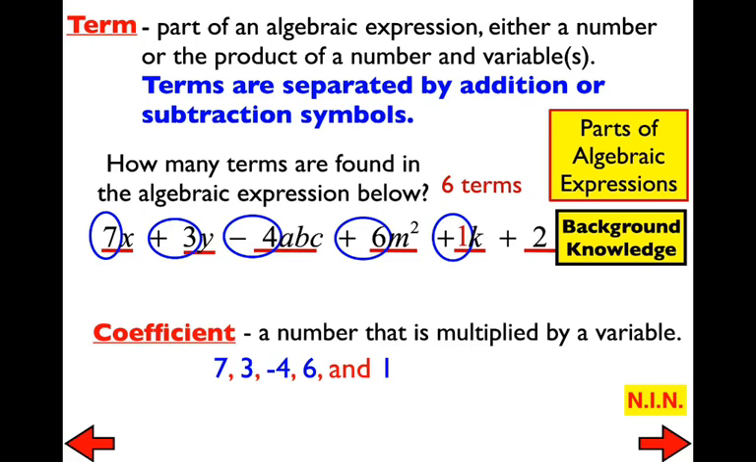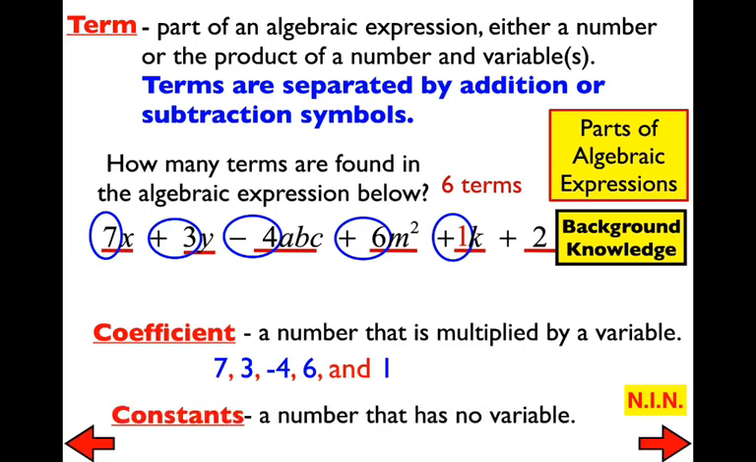Those are all coefficients. And then we have this other number that does not have a variable next to it. In other words, it's not multiplied by a variable. That's not a coefficient, but there is a name for it, and that is a constant. So a constant is a number that has no variable. So positive 2 is the only constant in that expression. So expressions are made up of terms separated by addition or subtraction symbols. Most have coefficients and or constants within them as well.